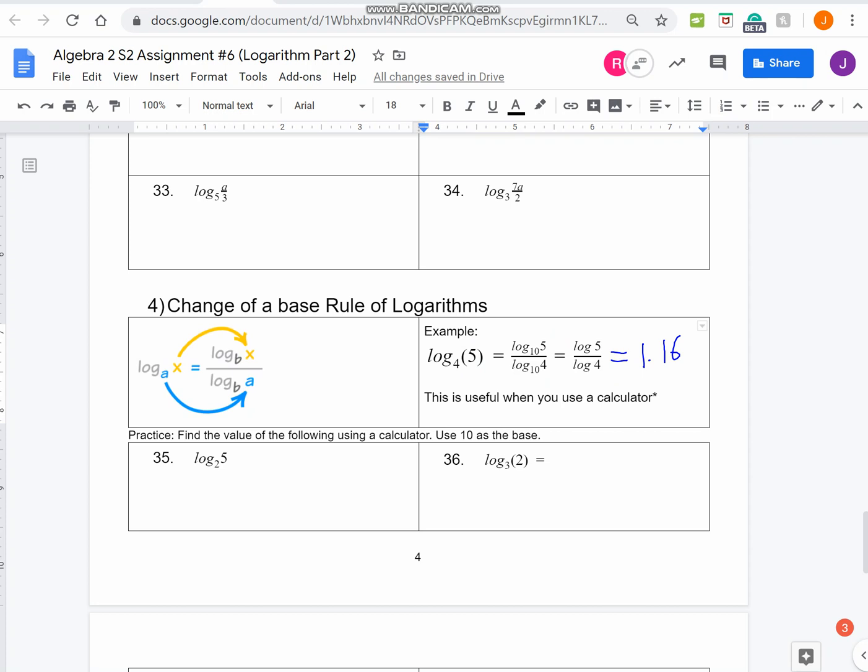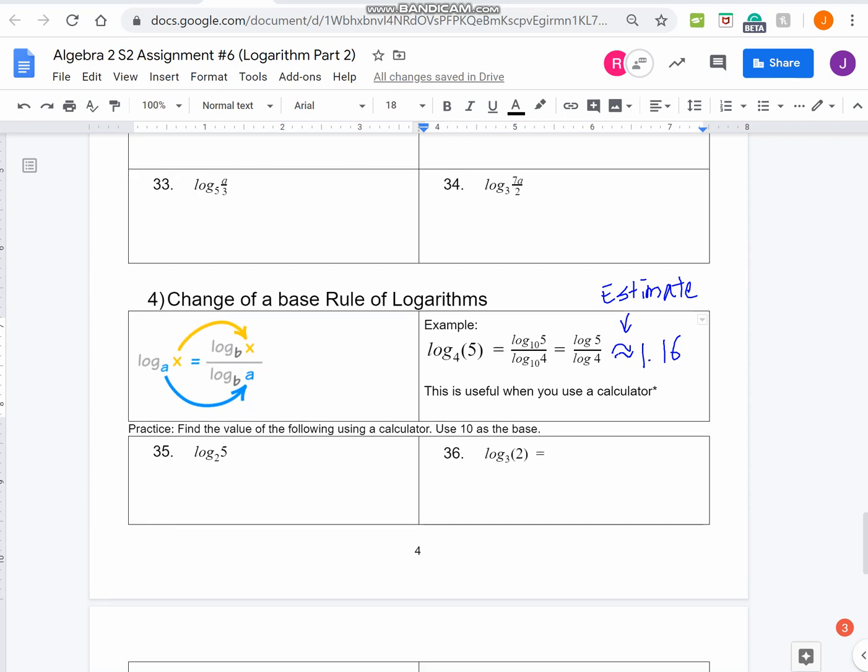We don't normally use this equal sign. We're going to use a curvy equal sign like this, meaning that this is estimated. It's not the exact value, but it's estimated, and it's close to 1.16. So I need you to use a calculator to figure out the rest of the questions, and I believe that's all you need to know for this assignment.